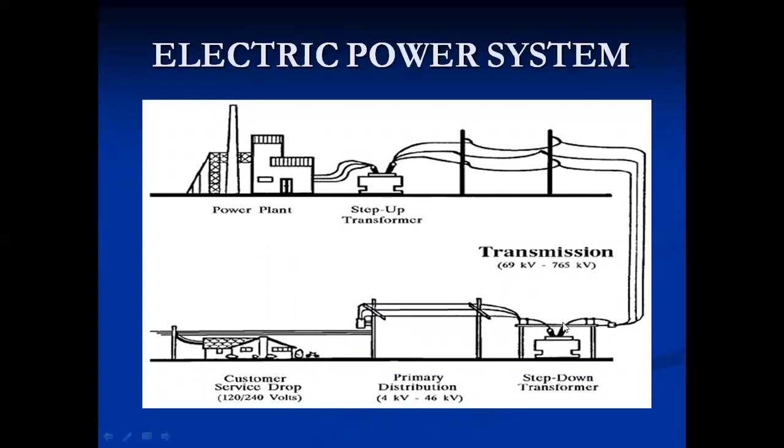Here the power will be stepped down and then goes to this tower. From here, the power is stepped down further and goes to the next tower. From here, the power is delivered to the customer end. Power for domestic use is delivered at 120 or 240 volts, and power delivered for industrial purposes might be 4 kV to 46 kV. So this is a single line power transfer diagram, and these are the transmission lines.